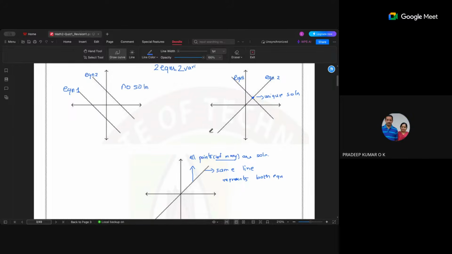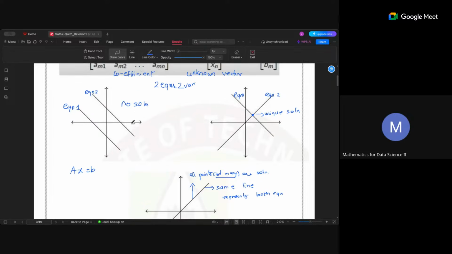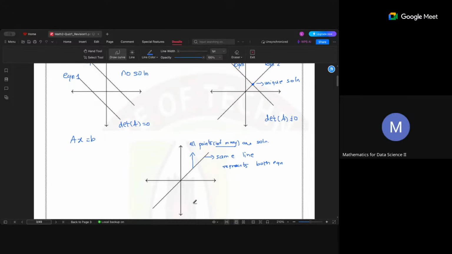Now if you look at the matrix representation, what can you say about the determinant of the matrix in this case? When you have no solution, what can you say about the determinant? Determinant is 0. What can you say in the case of a unique solution? Determinant is not 0. And again, when you have infinitely many solutions, you have a 0 determinant. These are some observations you have.